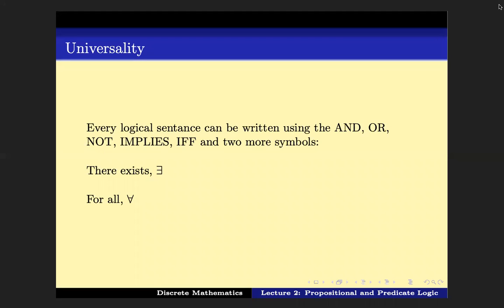So maybe I can give you an example of this. Just 1 second. Let me see the example. Can you see my screen? I don't think so.